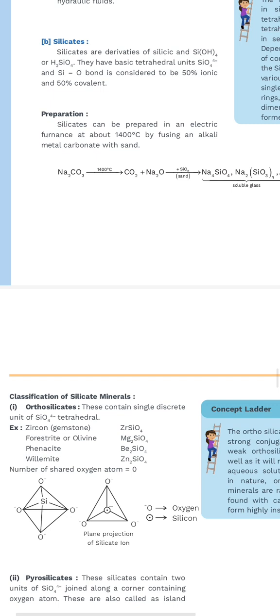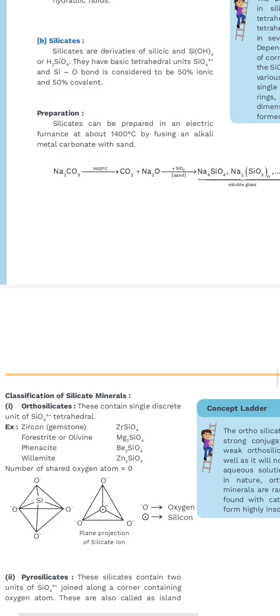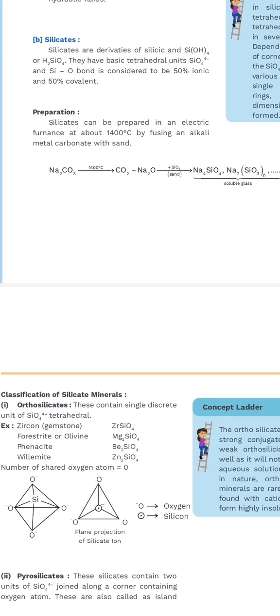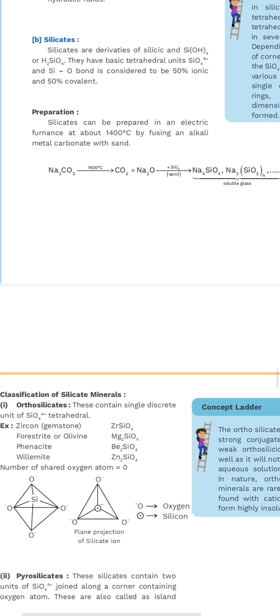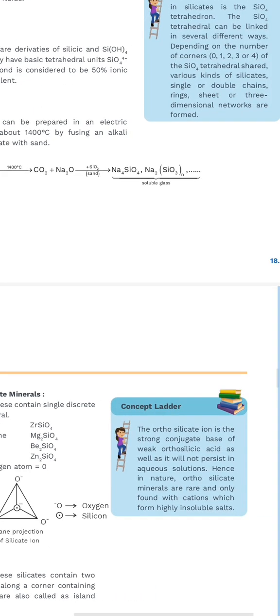They have basic tetrahedral units SiO4 4 negative, and the silicon oxygen bond is considered to be 50% ionic and 50% covalent. Preparation. Silicates can be prepared in an electrical furnace at about 1400 degrees Celsius by fusing an alkali metal carbonate with sand.